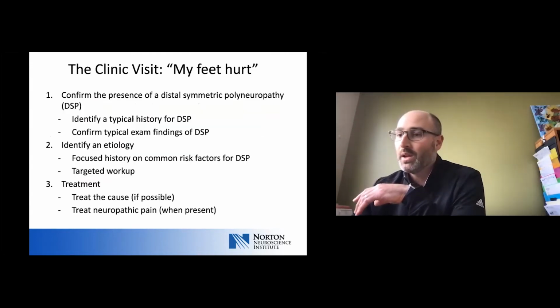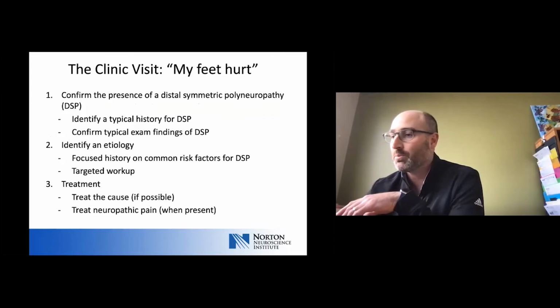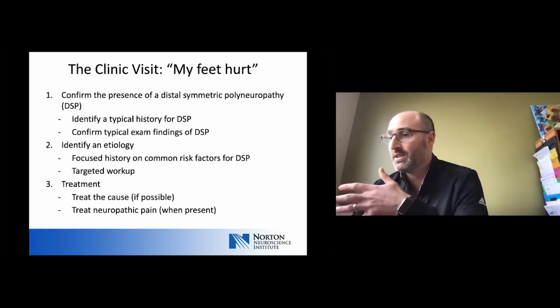Okay, so whenever someone comes in with a peripheral polyneuropathy, I basically have three goals. I want to confirm I'm dealing with a distal symmetric polyneuropathy, and you can verify diagnosis with EMG and nerve conduction studies. But generally you can confirm this with history and exam alone. The second thing I'm going to want to do is attempt to identify an etiology for that distal symmetric polyneuropathy. And the third thing that I'm going to want to do with that information is begin treatment.